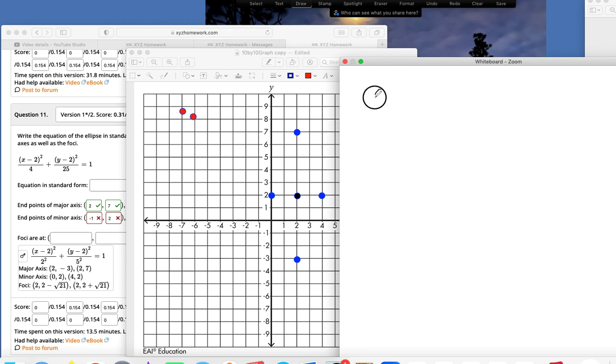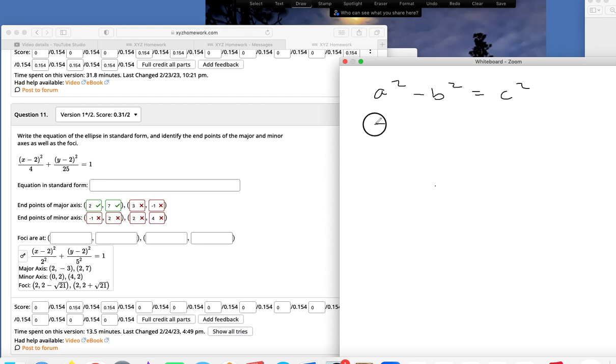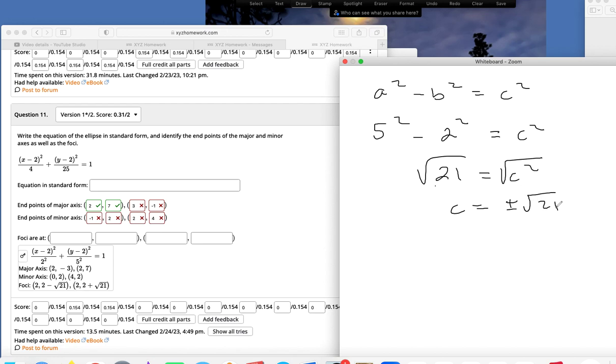So for an ellipse, this is a squared minus b squared equals c squared. And we know that a is 5, and we know that b is 2. I could also just write 25 and 4 in there, but here it is as a squared minus b squared equals c squared. So that's 25 minus 4, so that is 21 equals c squared. And so then rooting both sides, we get c equals plus or minus square root of 21.